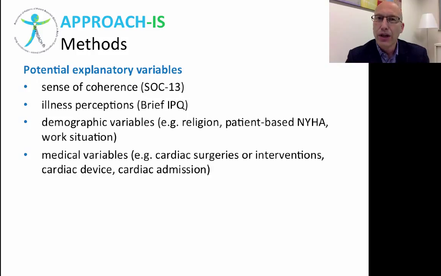Secondary outcomes were the outcomes that were potentially explaining differences across samples. Explanatory variables were sense of coherence, by using the 13-item version of the sense of coherence scale, illness perceptions using the brief IPQ, and demographic variables including religion, patient-based New York Heart Association classification, work situation, etc. And finally, medical variables being cardiac surgeries, catheter interventions, having a cardiac device, cardiac medications, and so on.